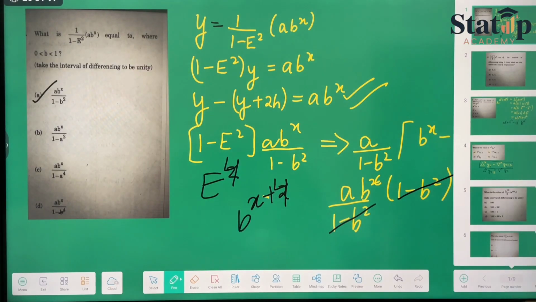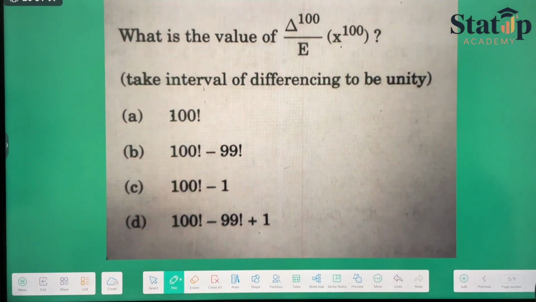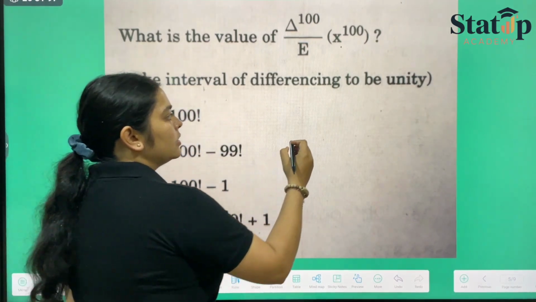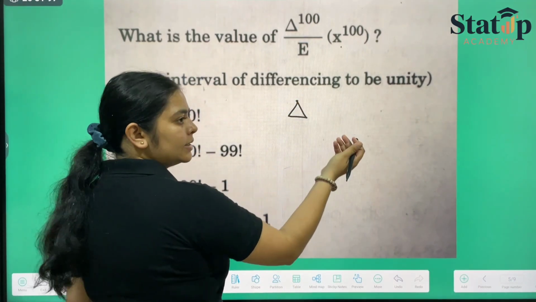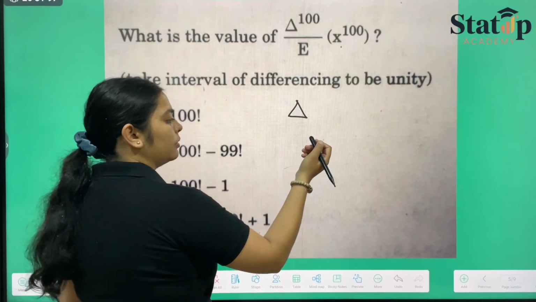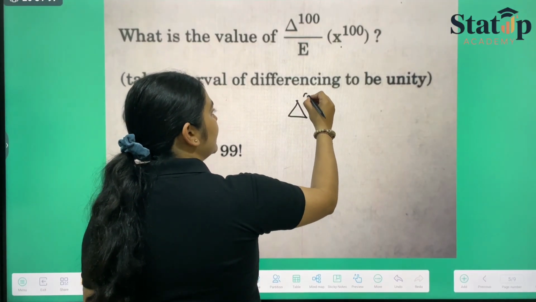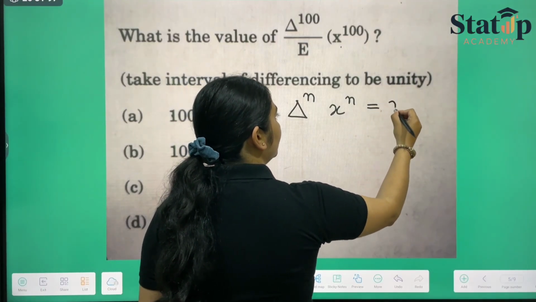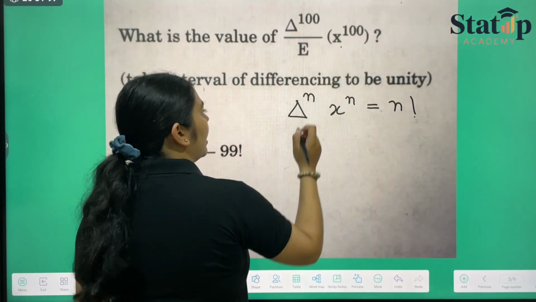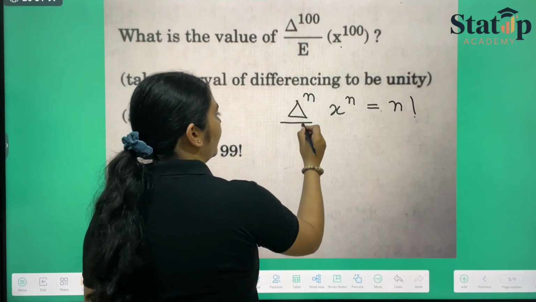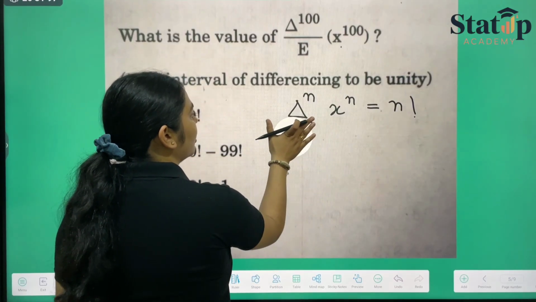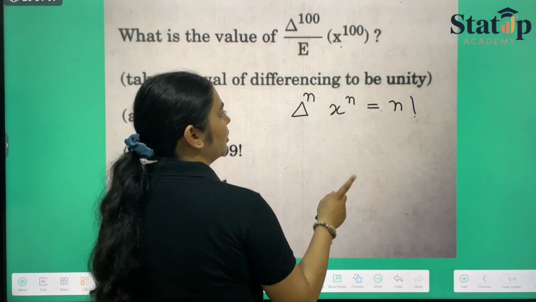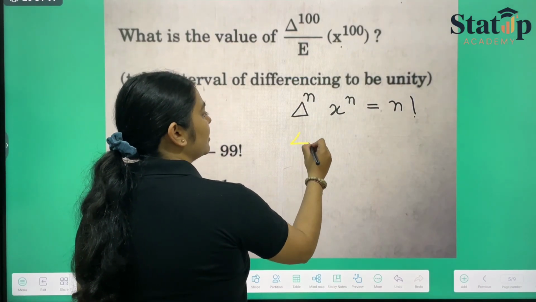Now moving forward to another question. This is a simple question. Let us solve it here only. So whenever we have, this is a direct implementation of a theorem: delta n of x raised to the power n is nothing but n factorial. And here, upon e is also given. So we will talk about e later. First of all, let us see what is delta n upon x raised to the power n.